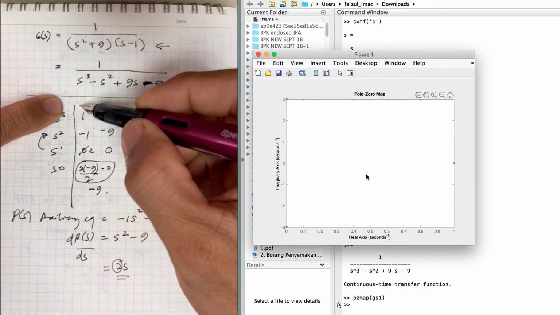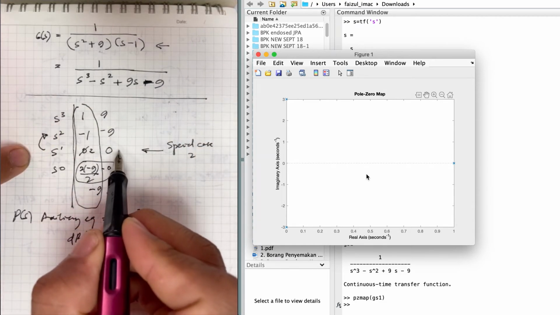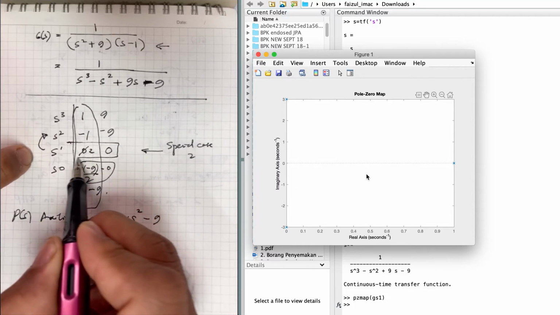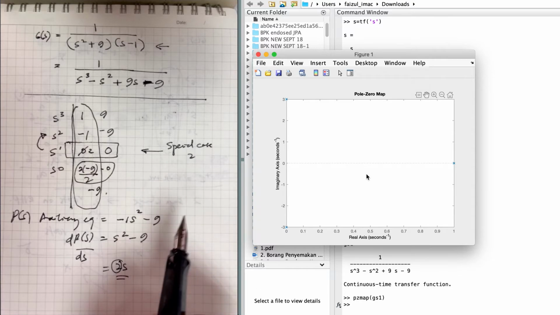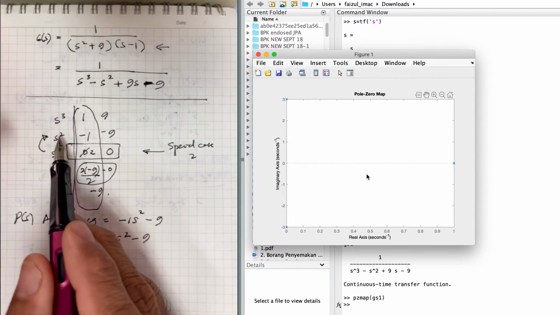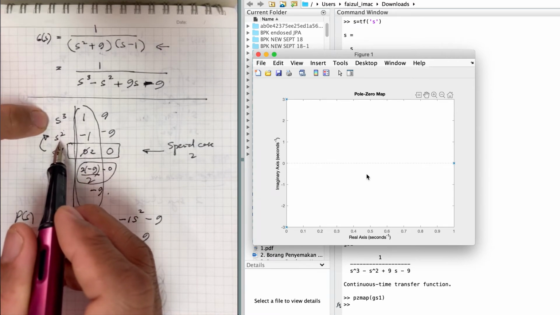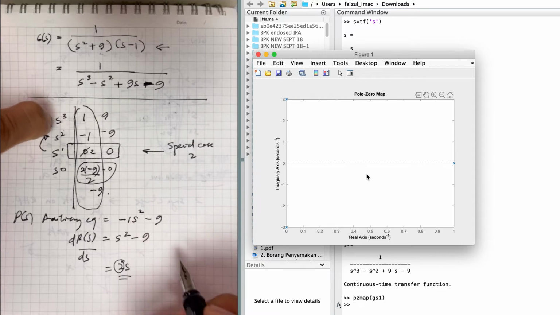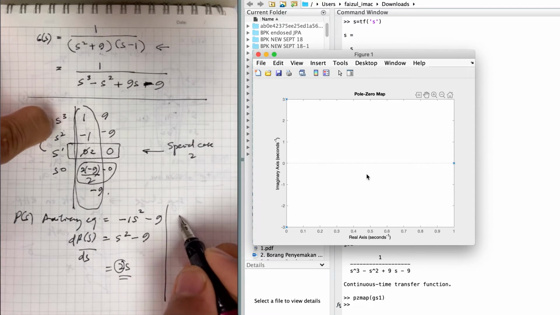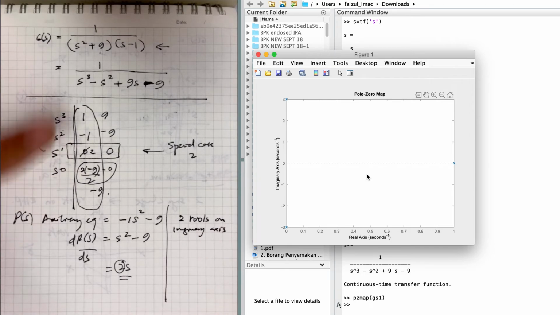So from here, you see that because of this row of zeros, we know the system has some poles on the imaginary axis. How many roots depends on the order of the auxiliary equation. In this case, the order of the auxiliary equation is 2. So there are 2 poles on the imaginary axis, 2 roots on the imaginary axis because of this.